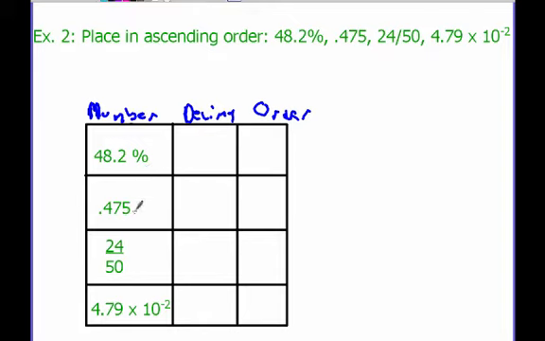So what we're going to do is take all of these numbers, turn them into decimals, and then rank them in order.